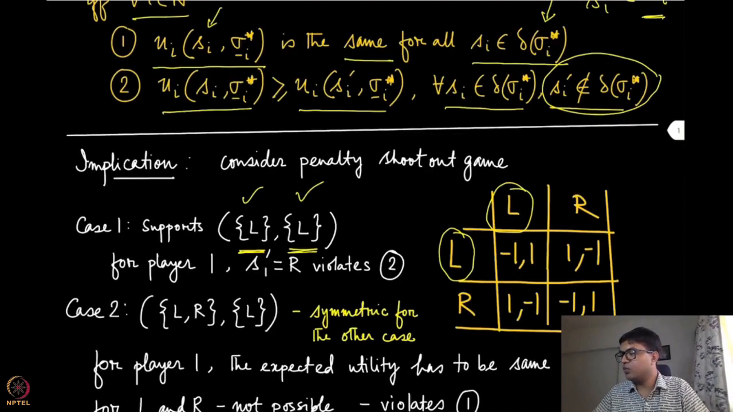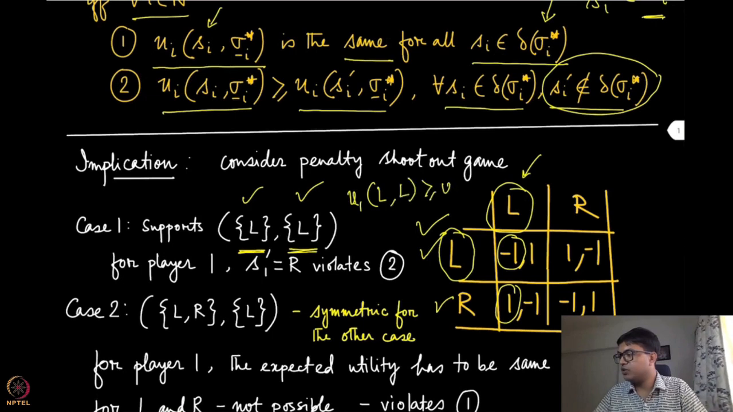Why? Because if you look at player 1, what is it saying? If you look at sigma minus i star, in this case it is just L. So you'll be considering these two numbers, minus 1 and 1, because R is outside the support and L is within the support. If you look at the utility U1 when player 1 is choosing the strategy inside that support, which is L, and the other player is choosing L, this should be greater than or equal to U1 when you are picking the strategy outside the support and the other player is picking sigma minus i star. But this is certainly not true. This is minus 1, and the other part is plus 1. So this inequality gets violated. Therefore, this cannot be a valid support profile.